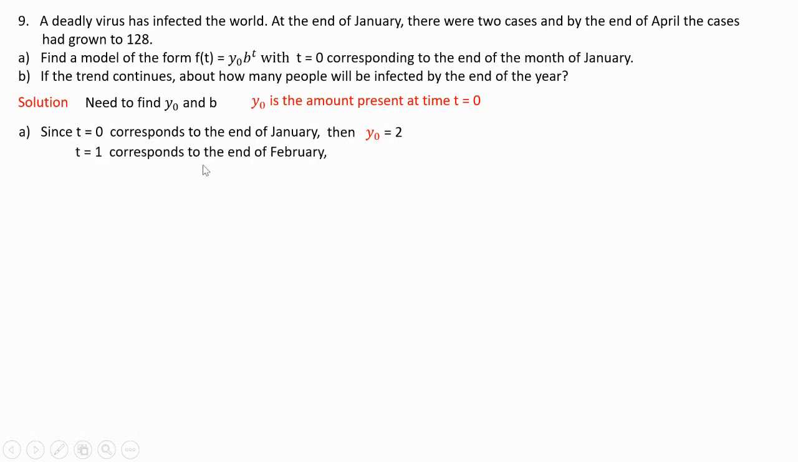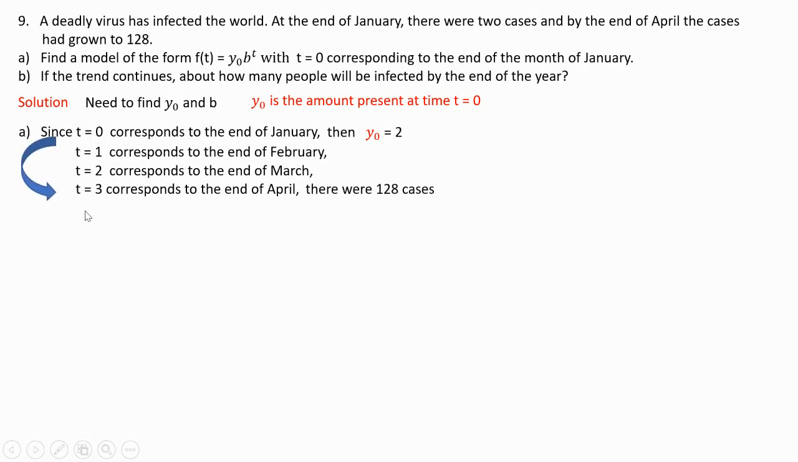Now t equals 1 corresponds to the end of February, t equals 2 corresponds to the end of March, and t equals 3 corresponds to the end of April. Why do I do it this way, guys? You can go straight from here to here, but I did it on purpose because a lot of students are more visual. By doing it this way, students know that it's 3 months from when it started. Even though April is the 4th month, here it says the end of January, so by the end of April, it's going to be 3 months.